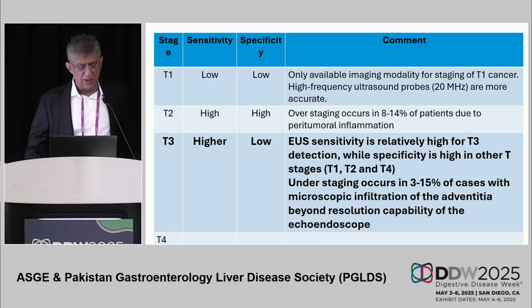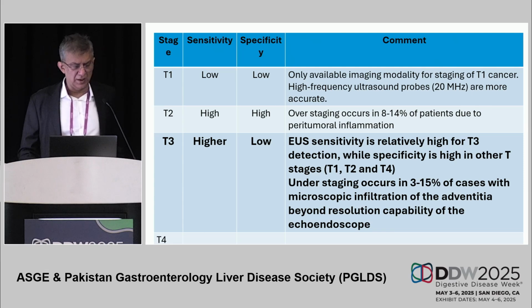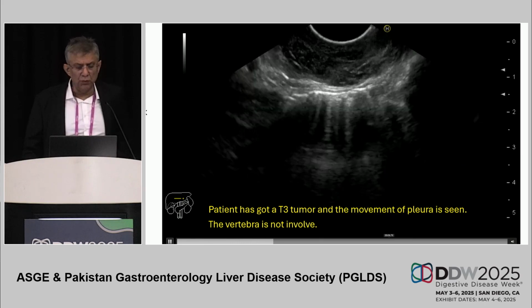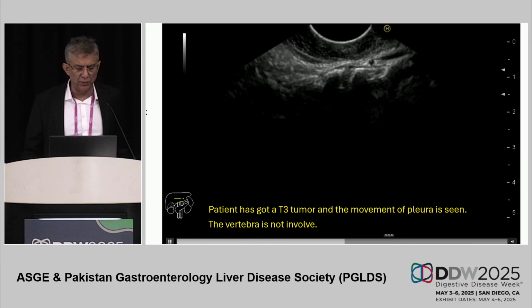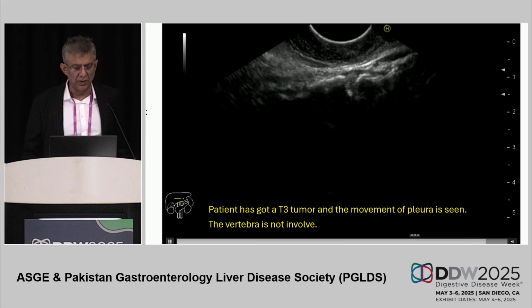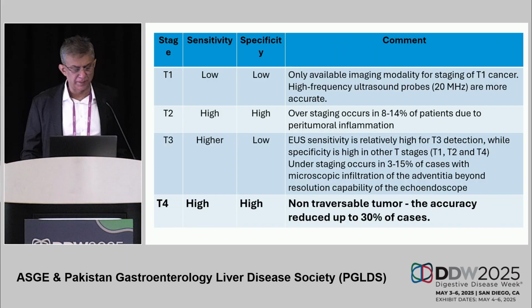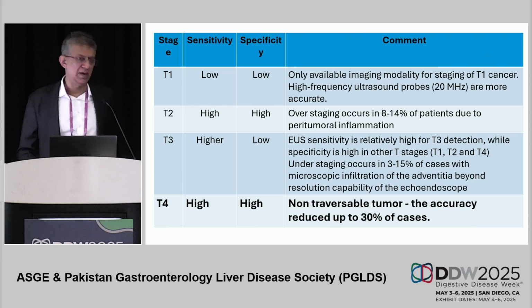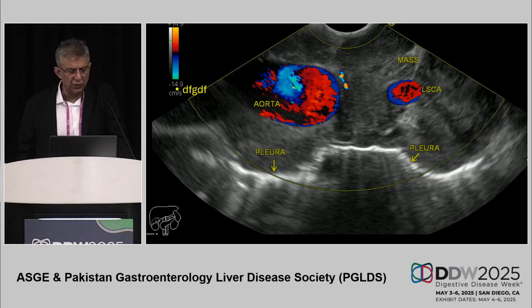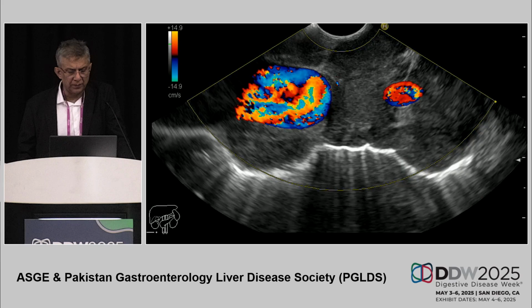When it comes to T3 stage esophageal cancers, there is higher sensitivity and lower specificity. This is an example where there is a T3 tumor, but you can see the pleura outside, freely moving, and the azygos vein on the other side along with the spine, so there is no extension. In T4, again as I said, for mediastinal invasion in esophageal cancer, it is the most sensitive test if it is a non-traversable tumor, and the accuracy is very high.